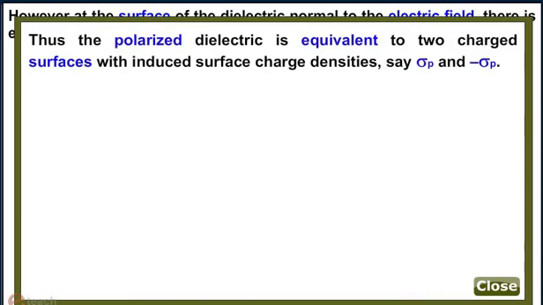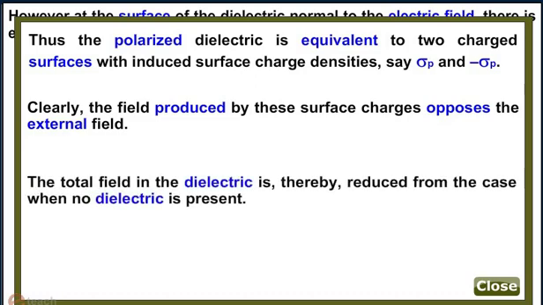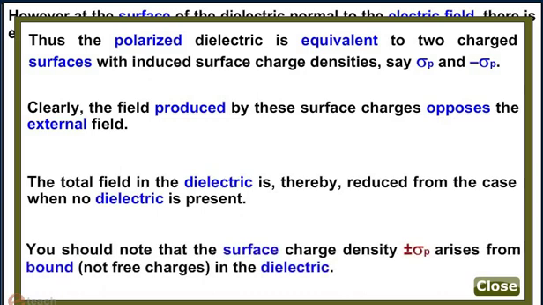Let us know more about dielectrics and polarization. Thus, the polarized dielectric is equivalent to two charged surfaces with induced surface charge densities, say σp and minus σp. Clearly, the field produced by these surface charges opposes the external field. The total field in the dielectric is thereby reduced from the case when no dielectric is present. You should note the surface charge density plus minus σp arises from bound but not free charges in the dielectric.